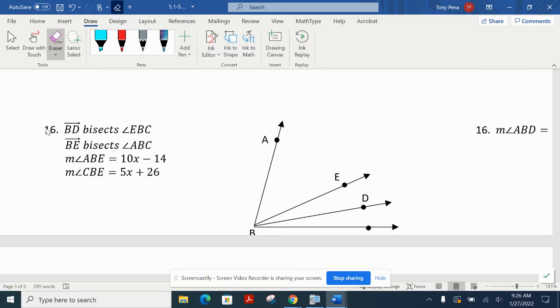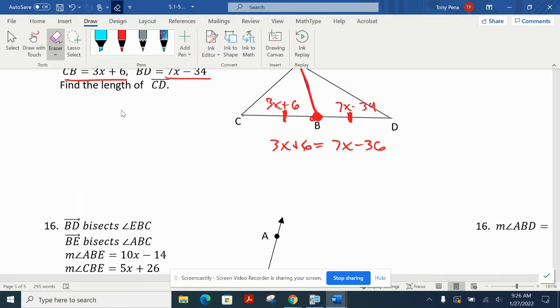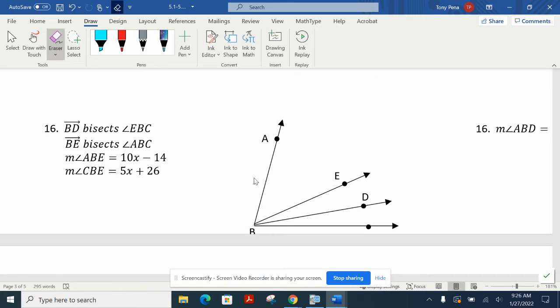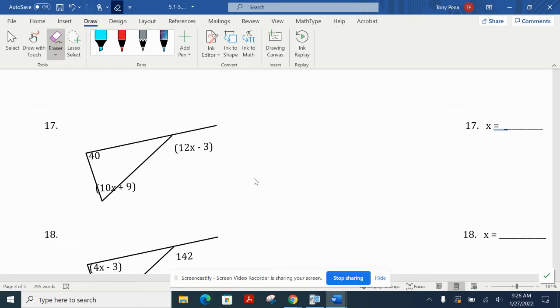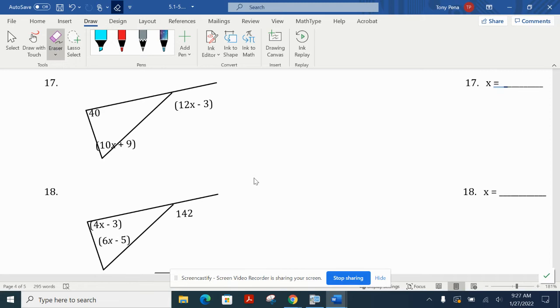All right, 16. All right, let's move from 16. Go to number 17. I want to make sure we see one of each thing.